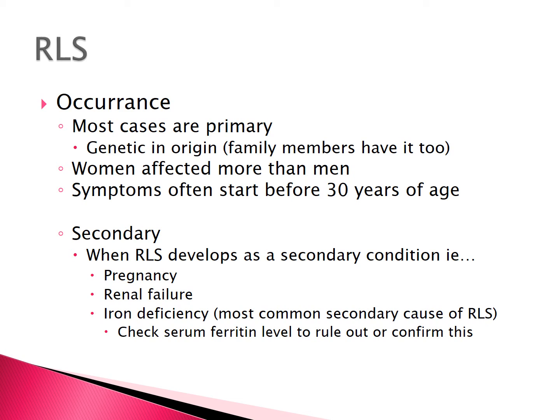Secondary occurrences, this is when RLS develops as a secondary condition. Sometimes it can occur with pregnancy or with renal failure or iron deficiency. That's the most common secondary cause, actually, iron deficiency. You can check the serum ferritin levels to rule out or to confirm this, and these are usually much easier to treat, at least the iron deficiency is. Let's go on.